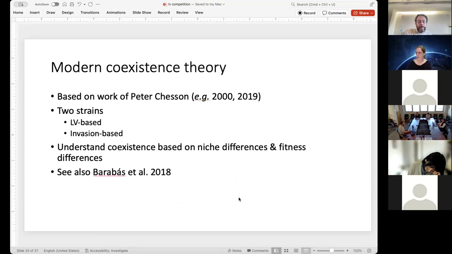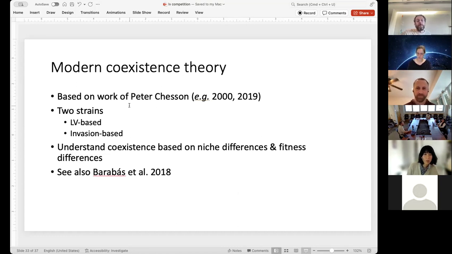So it's based on the work of Peter Chesson. This 2000 is a super influential review. I think he has some more recent papers that are a little bit easier, more pedagogical. There are actually two different strains of this modern coexistence theory that are kind of similar but different. There's a Lotka-Volterra based one and one based on invasion rates.